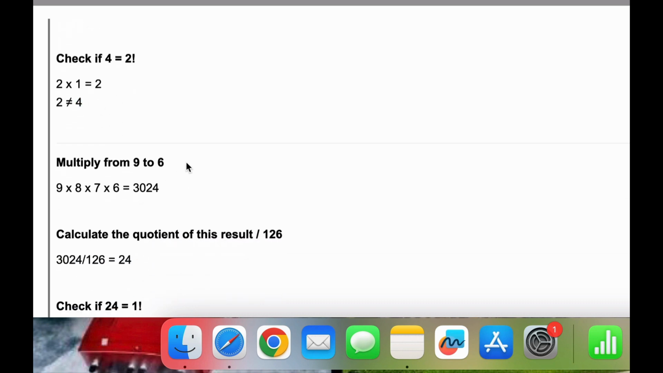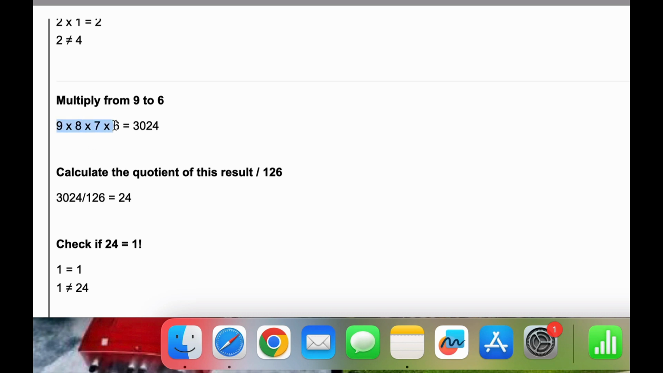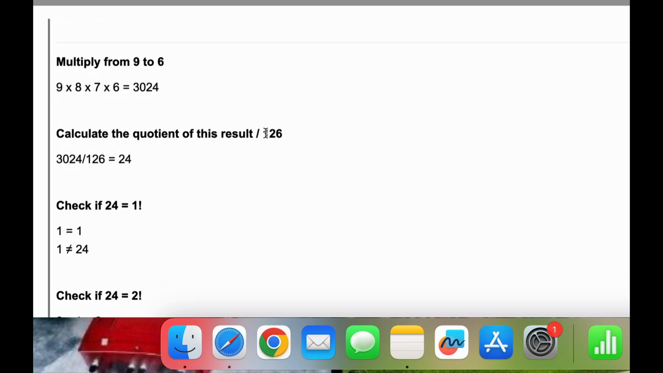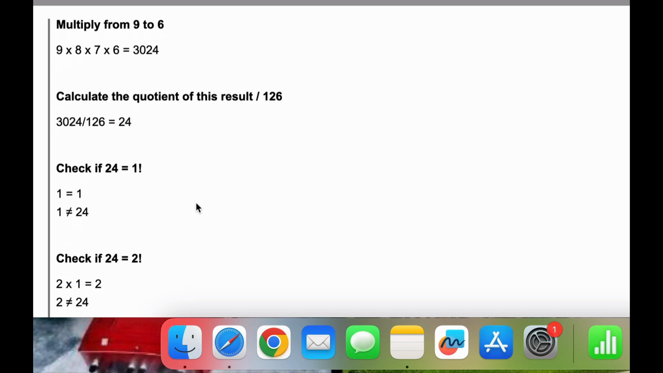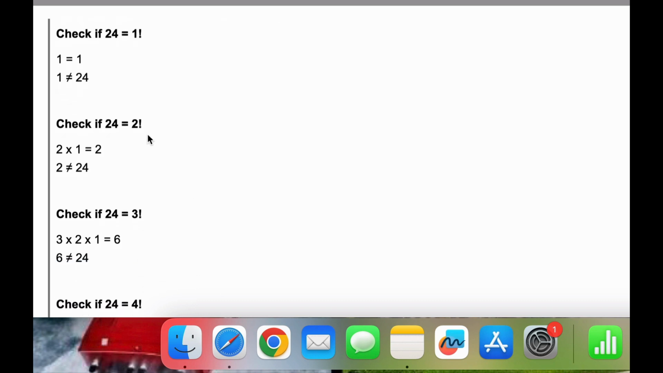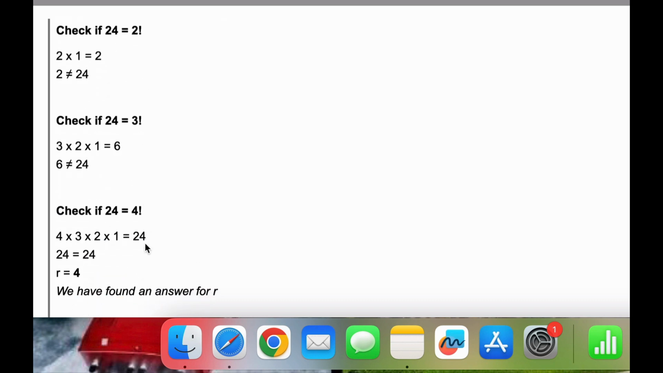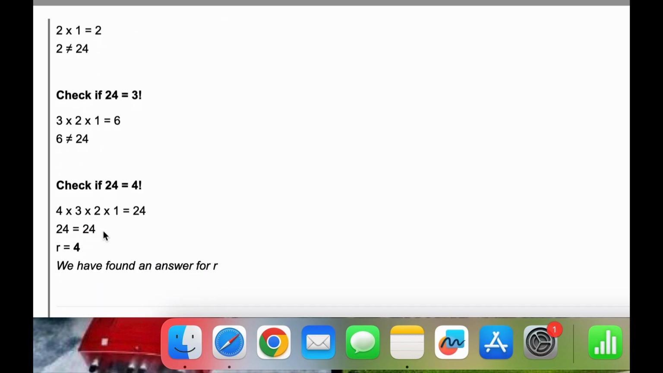So now we go 9 to 6. Take the product of the range, 3024, divide by 126, which is our combination answer. We get 24. Now we want to check, is 24 a factorial? It's not 1, it's not 2, it's not 3, but look at this, it is 4. If it's a factorial, this is an answer for r. So we found an answer for r.